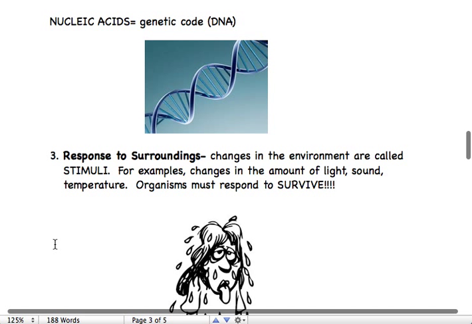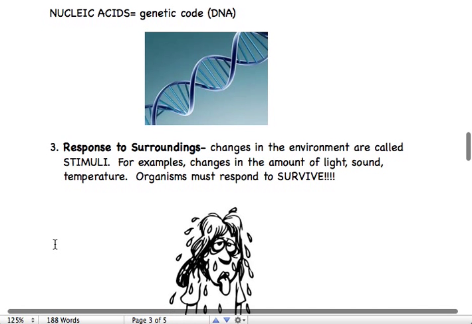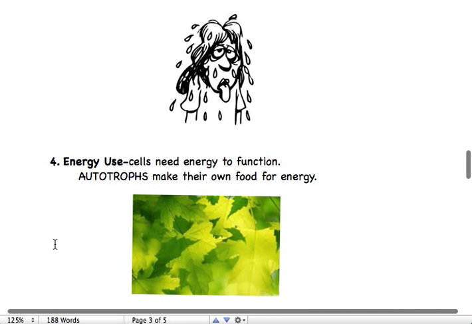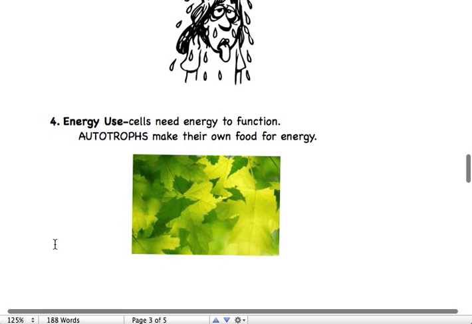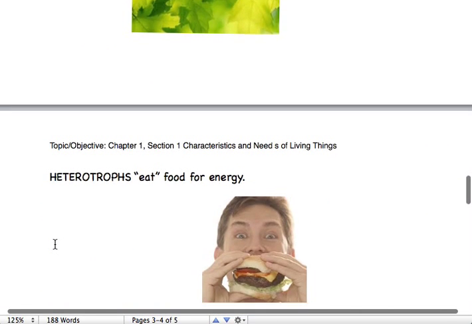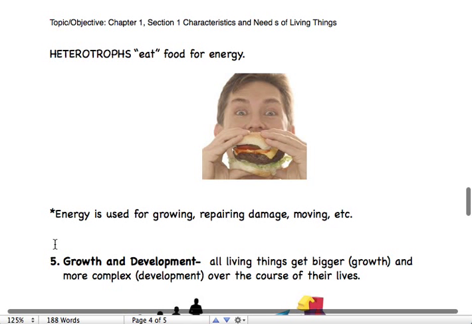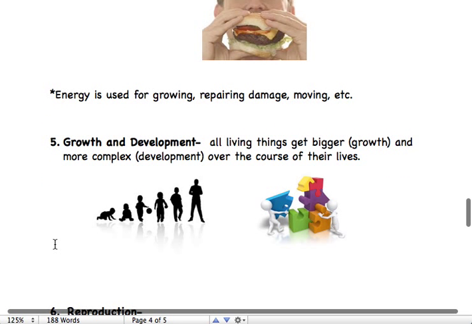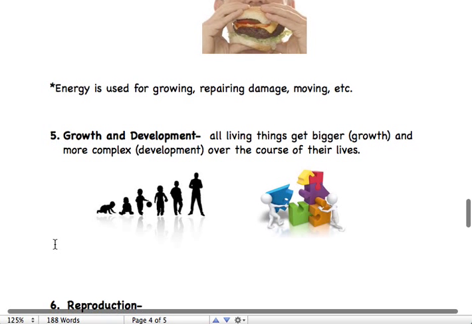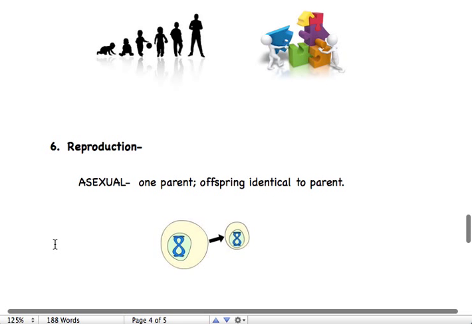Okay, number 3, response to surroundings. Changes in the environment are called stimuli. For example, changes in the amount of light, sound, and temperature, which organisms must respond to survive. Number 4, energy use. Cells need energy to function, and there are 2 types of organisms when it comes to energy use. The autotrophs make their own food for energy, and heterotrophs eat food for energy. And this energy is used for growing, repairing damage, moving, etc. Number 5, growth and development. All living things get bigger, which is they grow, and more complex. They develop over the course of their lives.